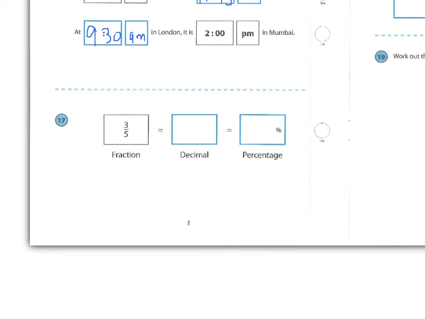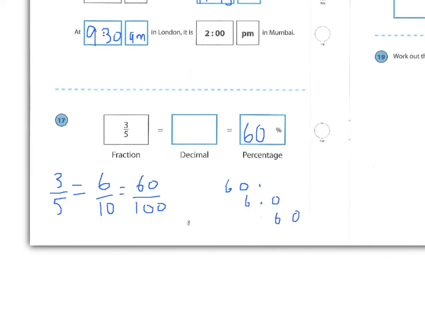Question 17. We have to make equivalent decimal and percentages for 3/5. Now, one of the easiest ways to do this is to make equivalent fractions initially for 3/5. If I double both top and bottom of this fraction, I will get 6/10. And if I times top and bottom by 10, I will get 60 hundredths. Now, 60 out of 100 is 60%. And if we actually divide the 60 by 100, each of the digits moves one place to the right, making it smaller, and we get as our answer for the decimal 0.60 or 0.6.